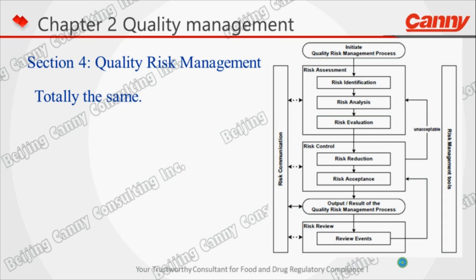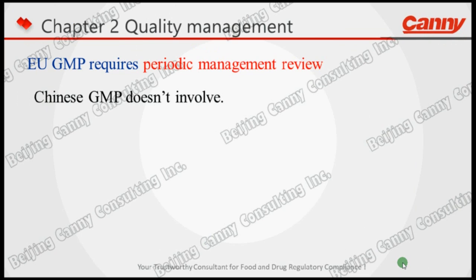And section 4 is about quality risk management. They are totally the same between Chinese and EU GMP. They both mainly focus on risk assessment, risk control, output or result of the quality risk management, and risk review. They are both derived from ICH Q9. And there is a difference. In the EU GMP, it requires periodical management review, but there is no relevant requirement in Chinese GMP.